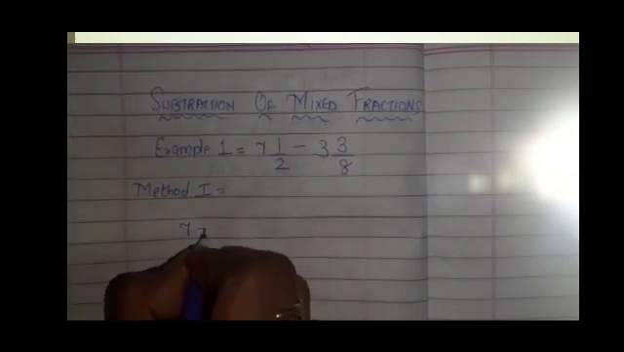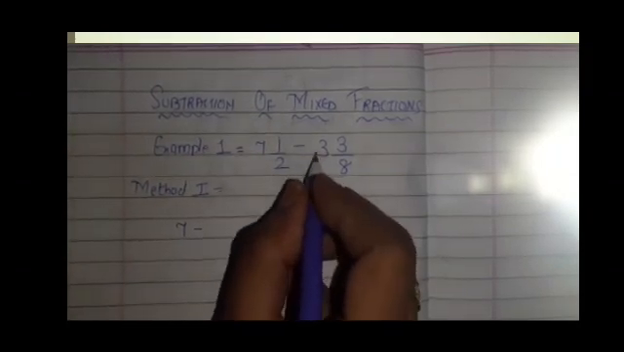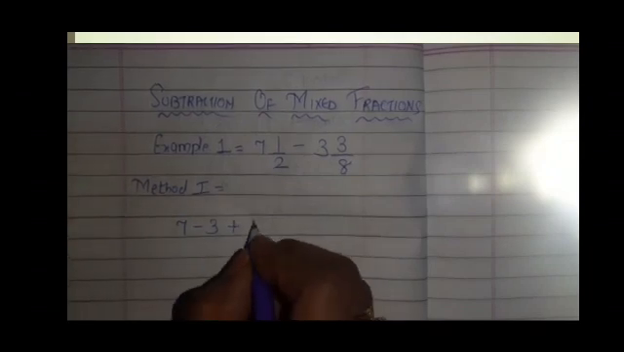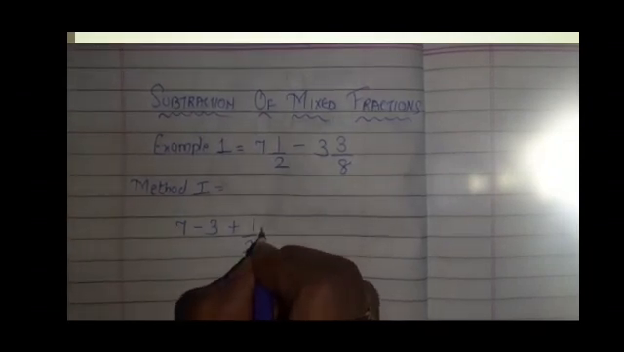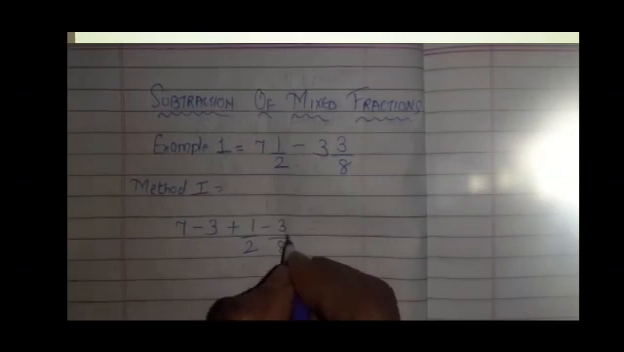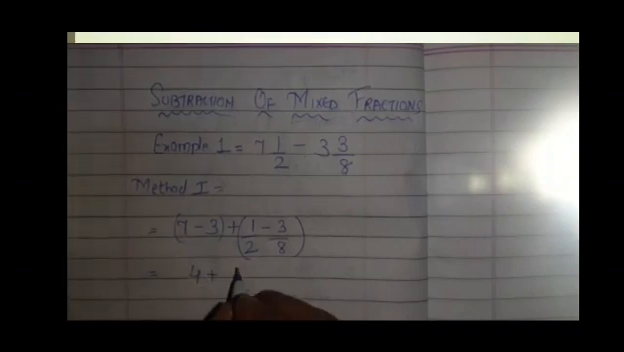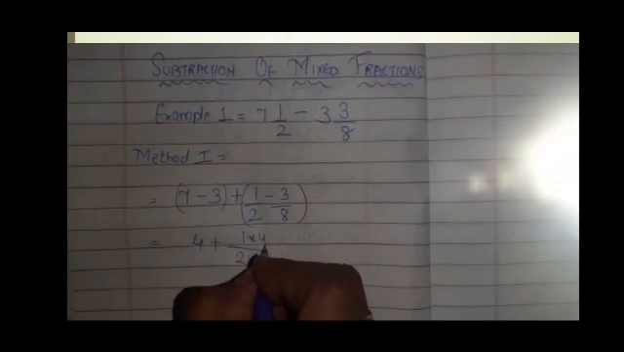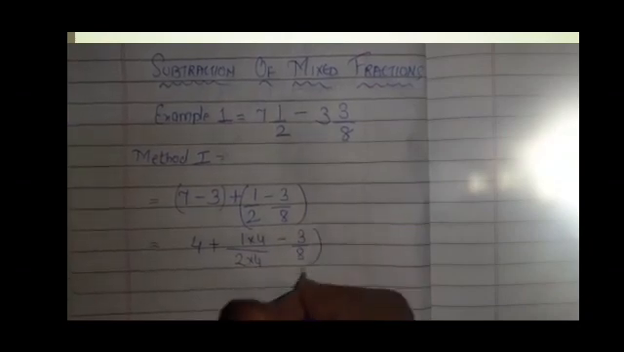take both whole numbers together, 7 and 3. 7 minus 3, plus sign in between, and both the fractions you have to make together: 1 upon 2 minus 3 upon 8. Here if you want you can put the brackets. Now 7 minus 3 is 4. Now here denominators you have to make same. Now 2 and 8. Now 2 you can make 8 easily by multiplying by 4.